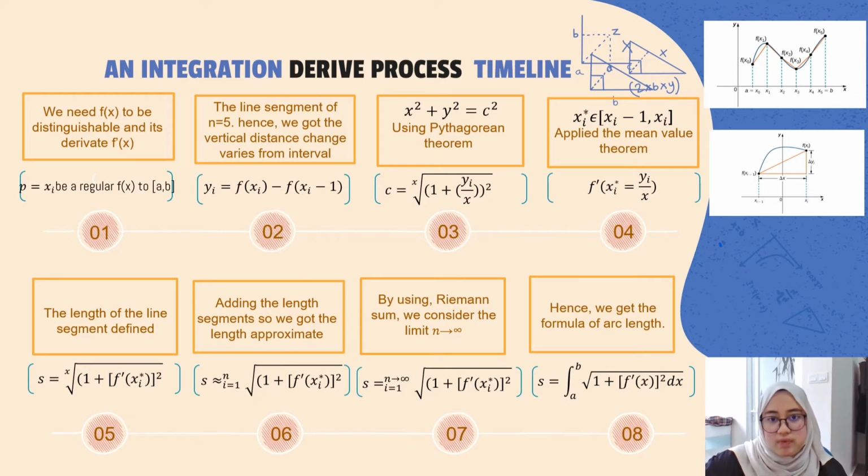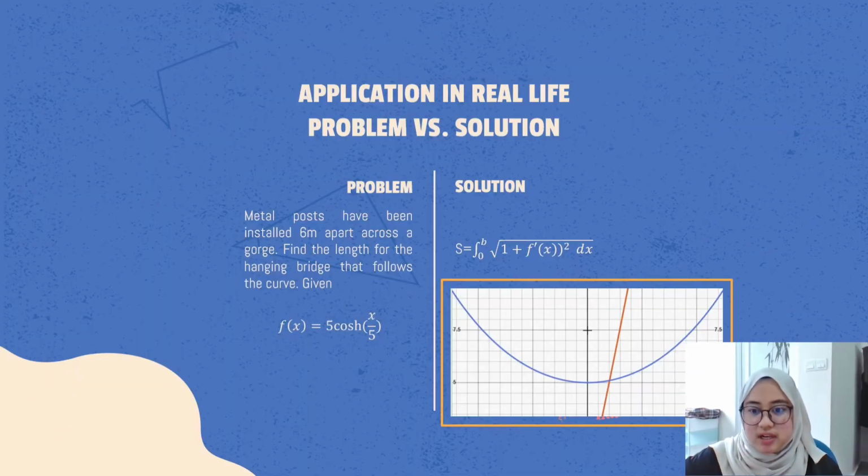For the next slide, we are going to see some examples of how it applies in real life to calculate the arc length of a suspension bridge. Here comes the application in real life, how we want to apply the formula that we derived in the previous slide to a real world application. As the topic, we are going to apply the formula of arc length in order to find the arc length in the suspension bridge. The problem given: metal posts have been installed 6 meters apart across a gauge.